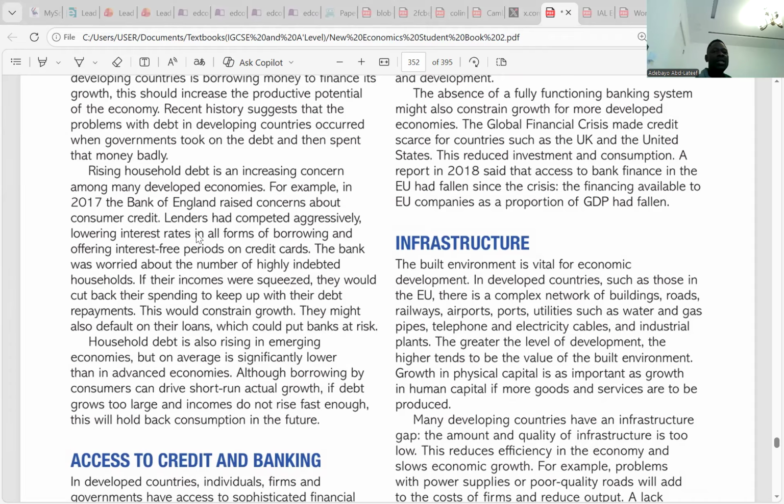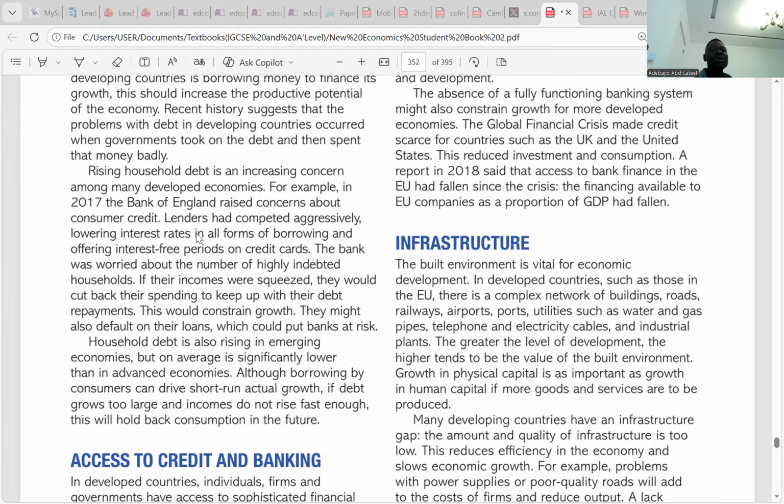For example, in 2017, the Bank of England raised concerns about consumer credit. Lenders had competed aggressively lowering interest rates in all forms of borrowing and offering interest-free periods on credit cards. The bank was worried about the number of highly indebted households. If their income were squeezed, they would cut back their spending to keep up with their debt repayment. This would constrain growth. They might also default on their loans, which could put banks at risk.